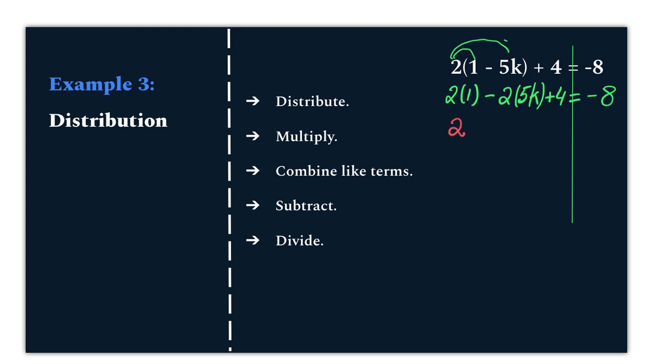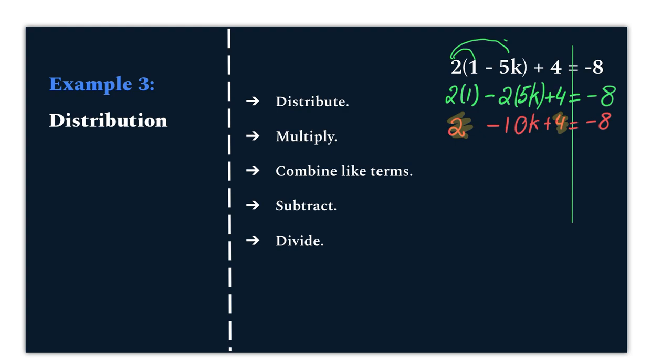So we have 2 times 1 is 2. Negative 2 times 5k is negative 10k, plus 4 equals negative 8. Now we have to take a look and see what else we can do to simplify. When I look over here, I can see that 4 and 2 are like terms, so I would like to add them.